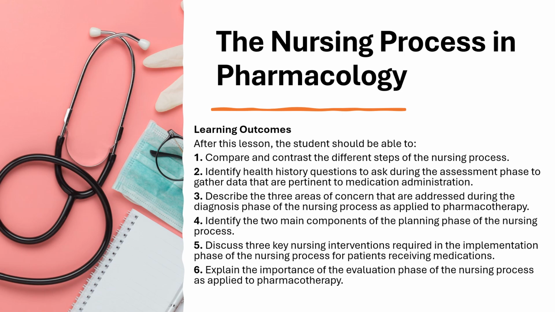For your learning outcome after this lesson, the student should be able to, number 1, compare and contrast the different steps of the nursing process. Number 2, identify the health history questions to ask during the assessment phase in order to gather data that are important or pertinent to medication administration. Number 3, describe the 3 areas of concern that are addressed during the diagnosis phase of the nursing process as applied to pharmacotherapy.